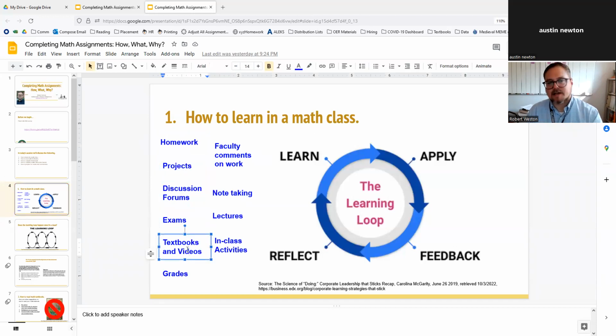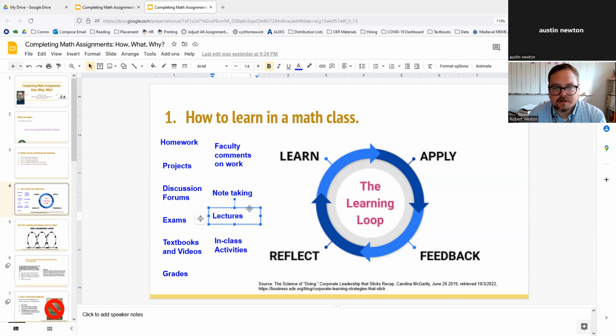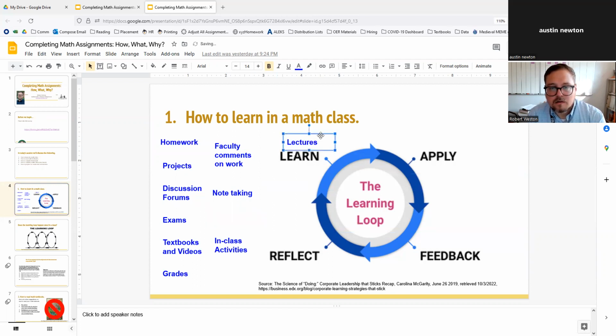We have projects, discussion forums, grades in general, in-class activities, note-taking, faculty comments on work. I'd ask us to figure out where these all fit in this learning loop idea. So let's think about lectures in the first place. Where might this go in this learn, apply, feedback, and reflect loop? I'll type that up in the chat. Does it go by learn? Does it go by apply?